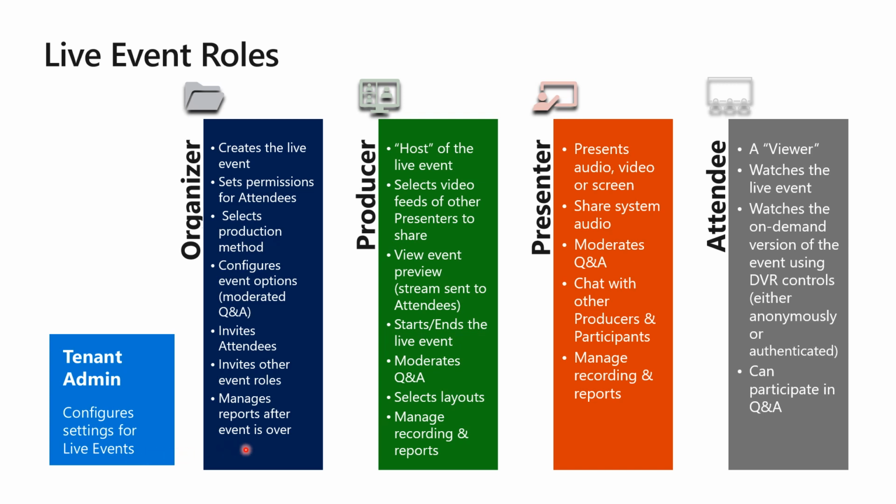We have an organizer. The organizer's job is, as you would expect, to organize the event. They will schedule the live event. They'll set the permissions for the attendees, meaning, is this a public event that anyone can join, or is this an org only or a private type event that only authenticated users can join? The organizer will choose which production method is being used, like we covered on the last slide. Are we producing it in Teams, or are we producing it in an external app or encoder using RTMP? It's important to note, once you have made your selection for where it is produced, you can't change it. If you want to change it, you have to delete the event and reschedule it.